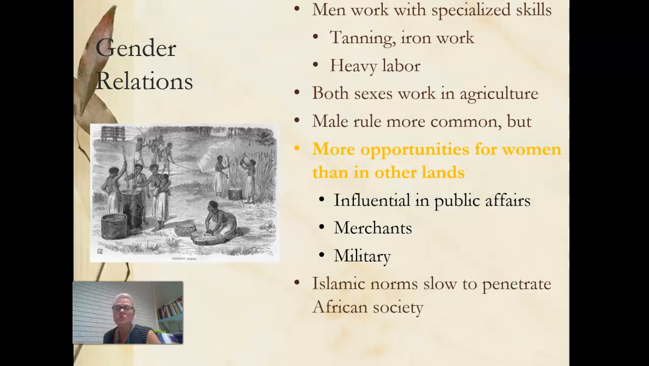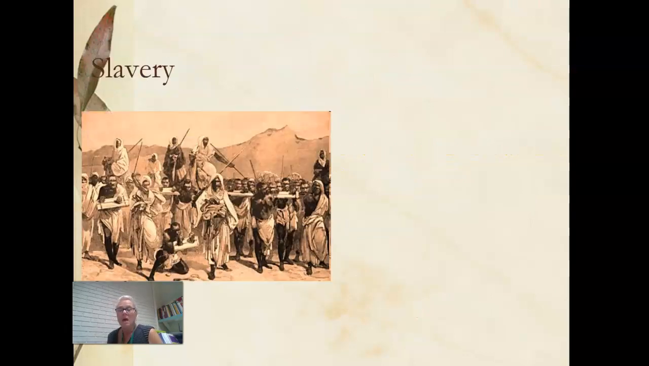Islamic norms were slow to penetrate African society. So, what does this mean? Well, Islam tends to be a little bit more patriarchal and quite conservative in dress. Because it is so hot in Africa, many of the Muslim men who came from Southwest Asia to visit parts of Muslim Africa were shocked to see that sometimes the women didn't wear tops because it was so hot. This was a shocking thing, but part of it was just practicality.